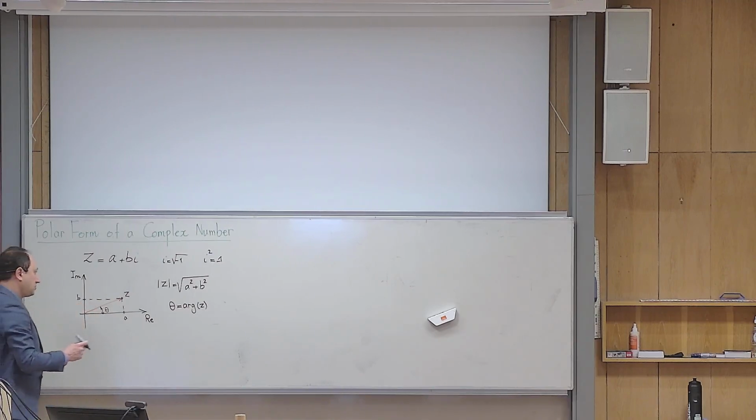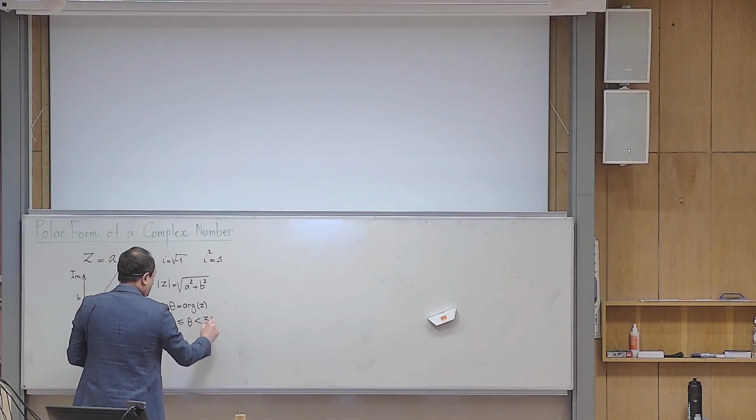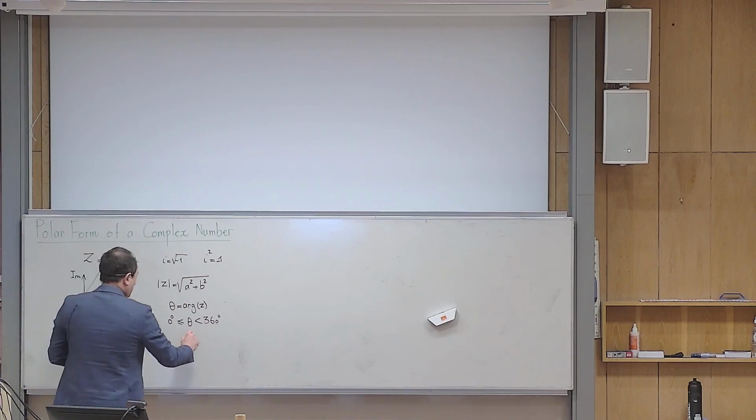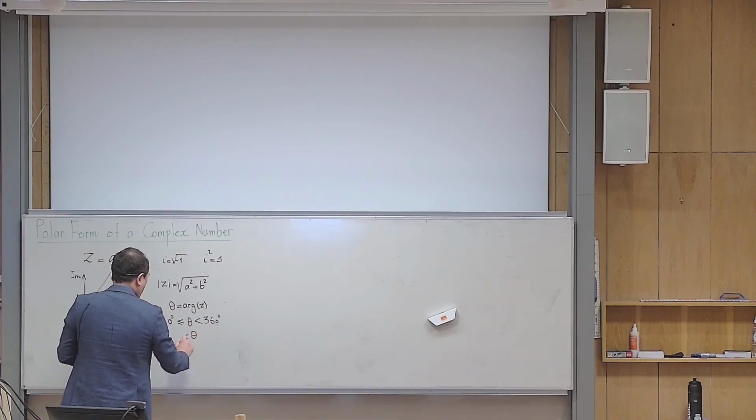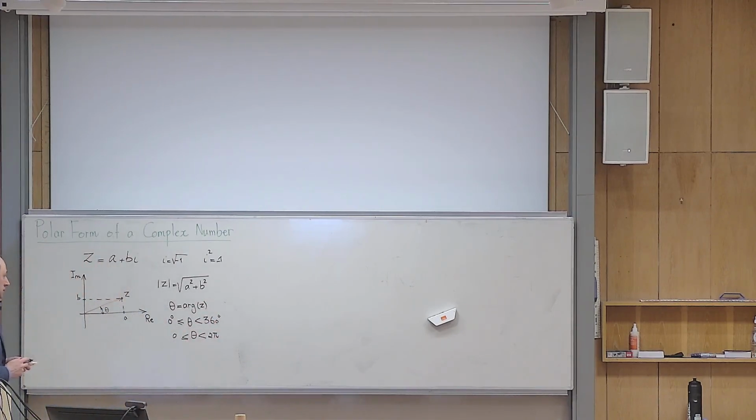And then I told you that there are some conventions for theta. The convention that is usually easier to use is that theta goes from 0 degrees up to, not including, 360 degrees. Or in radian mode, you can write 0 radians up to 2 pi.